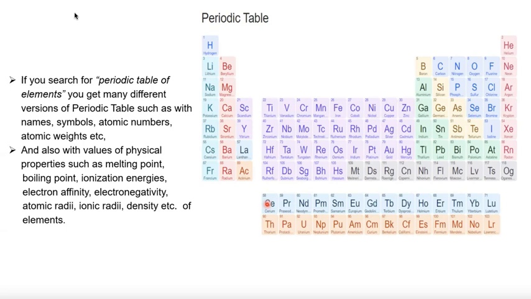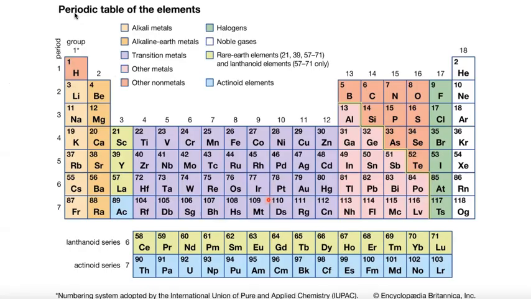So you can get various versions of the periodic table. Even there are versions of the periodic table of some countries in their own language. So here is the periodic table, which is adopted and approved by the International Union of Pure and Applied Chemistry, which we call IUPAC. And now we have to follow this periodic table. All chemists and everybody should follow this periodic table.